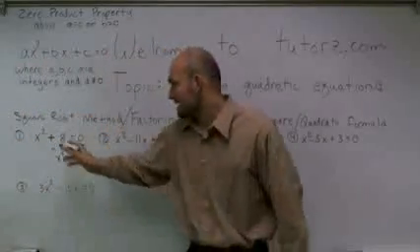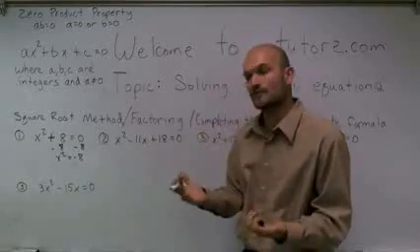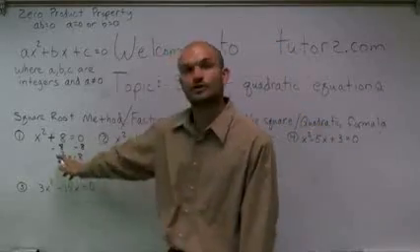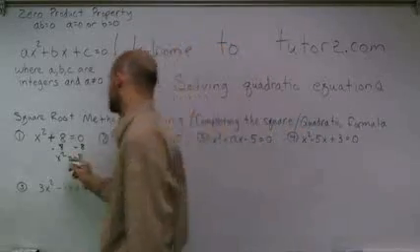Now, my equation reads x squared is equal to negative 8. So to solve for my x, I need to now undo the squaring by taking the square root. Hence why we call it the square root method.